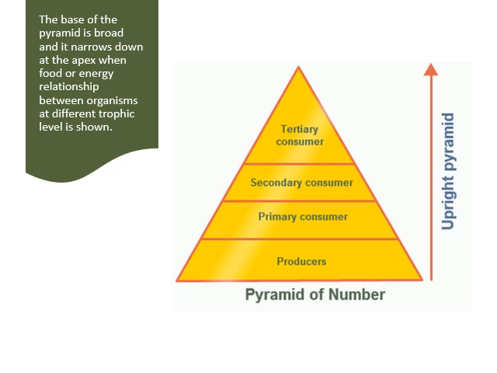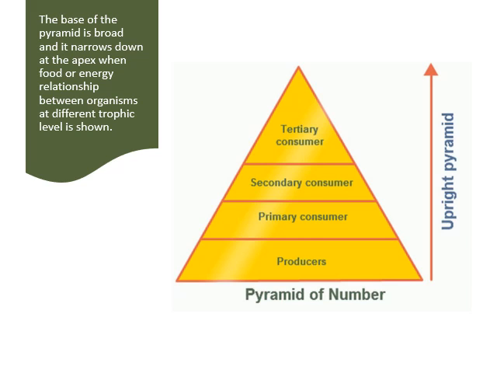Pyramids show number or mass or energy at different trophic levels. So here is an example of a pyramid of number. In this we see that the base of the pyramid is broad and it is gradually narrowing down at the apex.